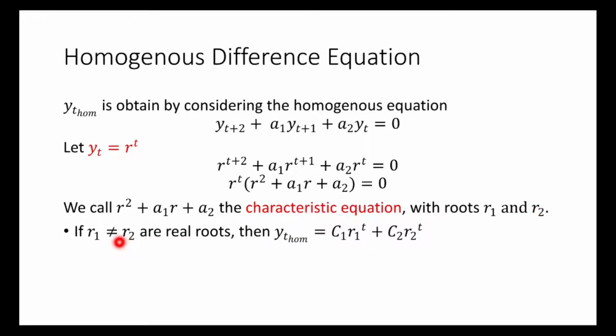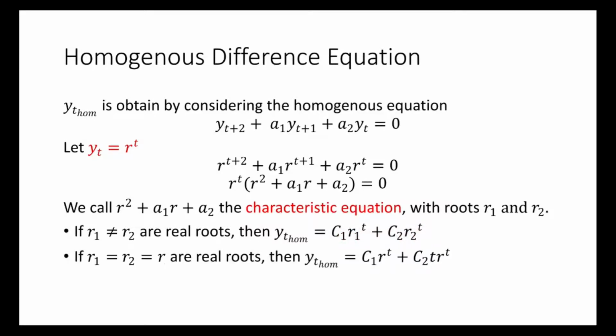If the roots are real but different, then we will have this homogeneous solution: a constant times the first root to the power of t plus a constant times the second root to the power of t. Remember, originally we assumed that the solution is r to the power of t, but we get two roots, so we have to use both of them, and we use a linear combination.